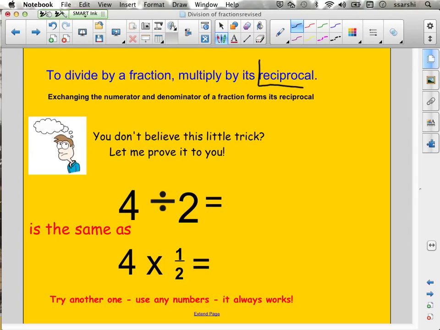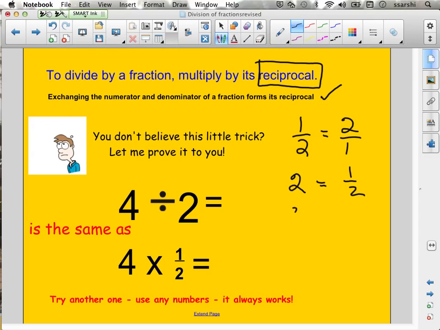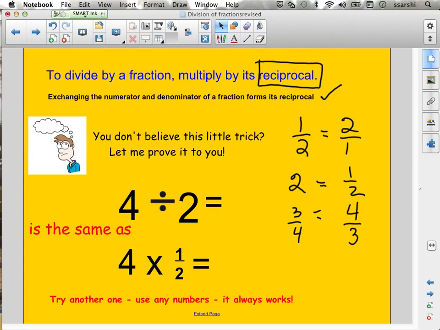Here's a new vocab word for you, reciprocal. Exchanging the numerator and denominator of a fraction forms its reciprocal. So if I have the number 1/2, the reciprocal is formed by flipping the numerator and denominator. So the reciprocal would be 2/1. If I had the number 2, the reciprocal likewise would be 1/2. If I had the fraction 3/4, the reciprocal is 4/3. So it's just a matter of flipping the numerator and the denominator.